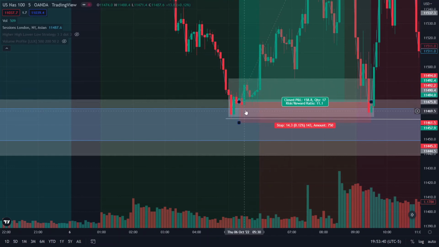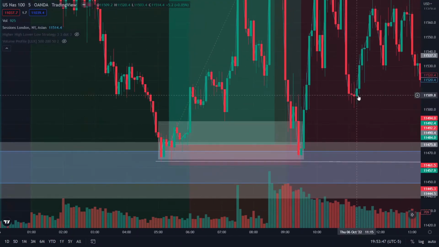However, we did have some limits down here, so we kind of just averaged out the price of our total position right here at a 1 to 11.